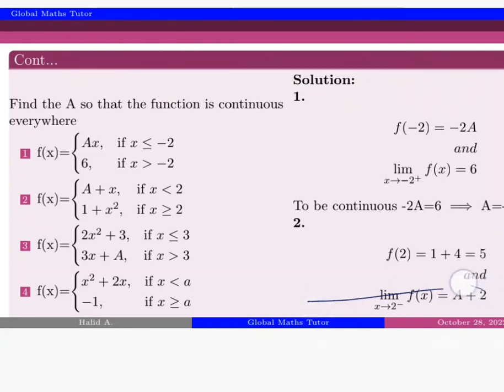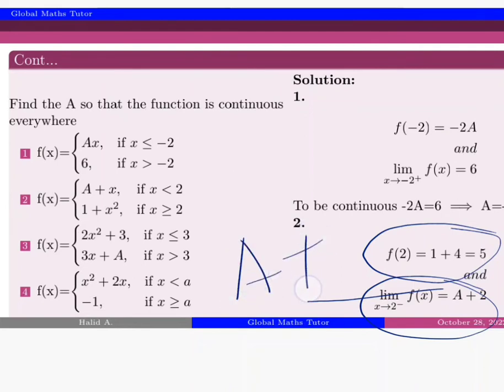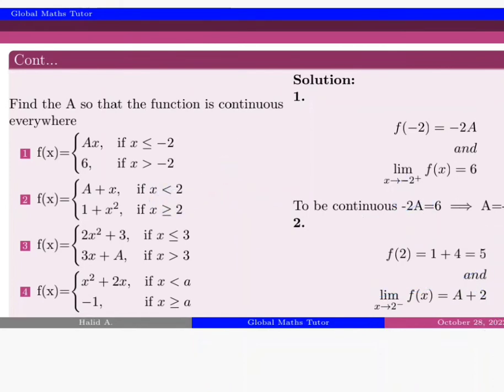Thus we have to make these two equal. Therefore a plus 2 is equal to 5 to be continuous. Thus a equals 3. If it is 3, these two equations are equal. That means these piecewise functions will be continuous.